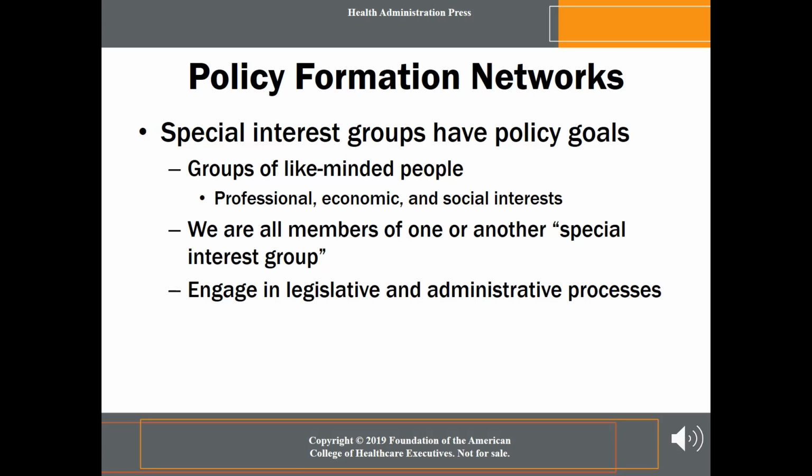Physicians typically are members of the American Medical Association. An administrator may be part of the American Hospital Association. Pharmaceutical companies have Pharmaceutical Research and Manufacturers of America. Nurses belong to the American Nurses Association. Physician practice administrators belong to Medical Group Management Association, and so on and so on. All of these groups engage in the legislative process.